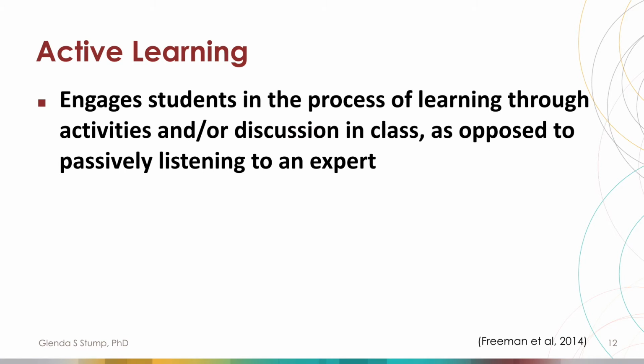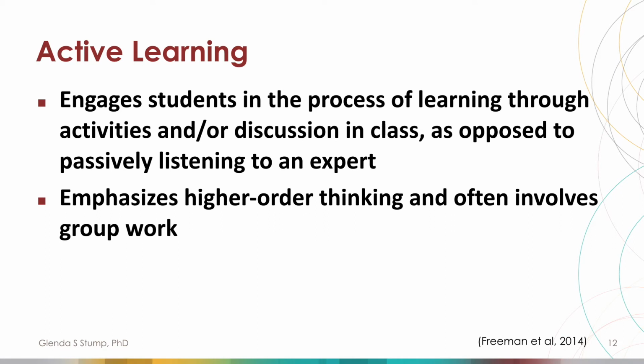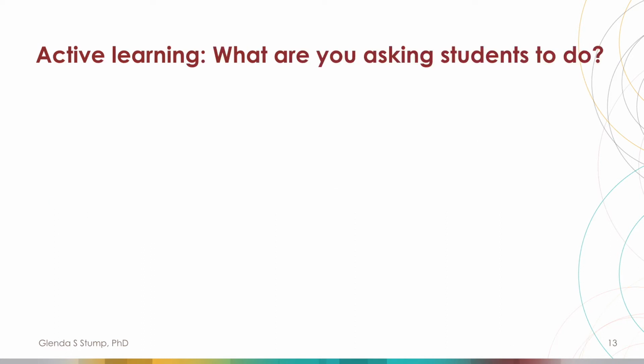Active learning engages students in the process of learning through activities and/or discussion in class, as opposed to passively listening to an expert. It emphasizes higher order thinking and often involves group work. So I'm going to talk about a framework that helps us to plan active learning activities. This framework suggests that the extent of overt or visible engagement of the students is an indicator of their internal cognitive processes. So think about these 4 questions as you plan activities.